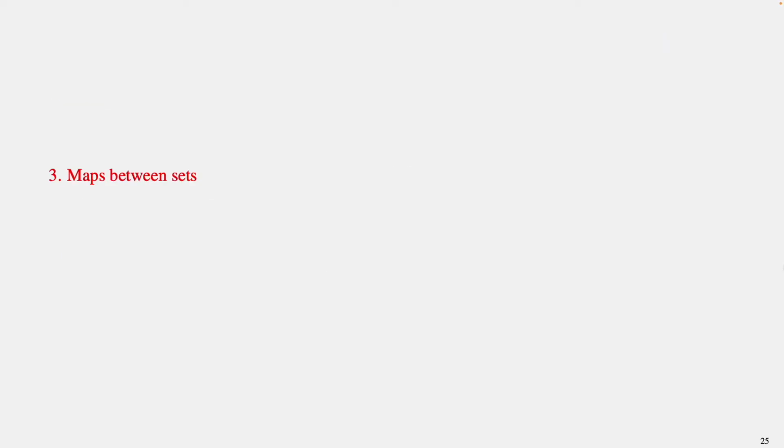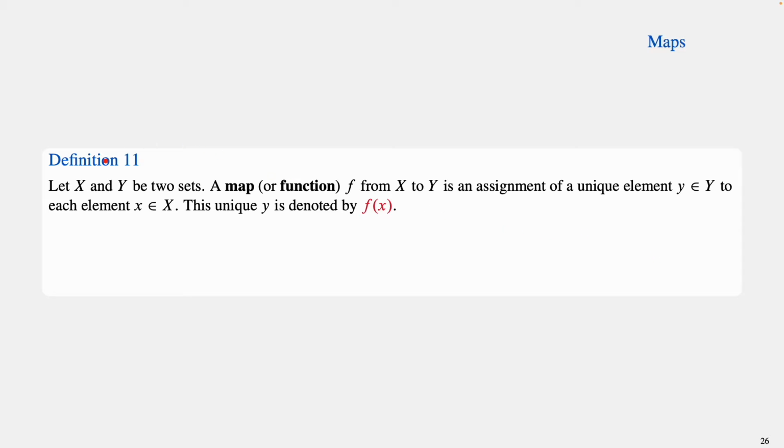Now we will fill our set theory with life by introducing maps between sets. So let X and Y be two sets, and a map, also called a function, f from X to Y, is an assignment of a unique element y in the set Y to each element x in the set X. And this unique element y that gets assigned to x is denoted by f of x.